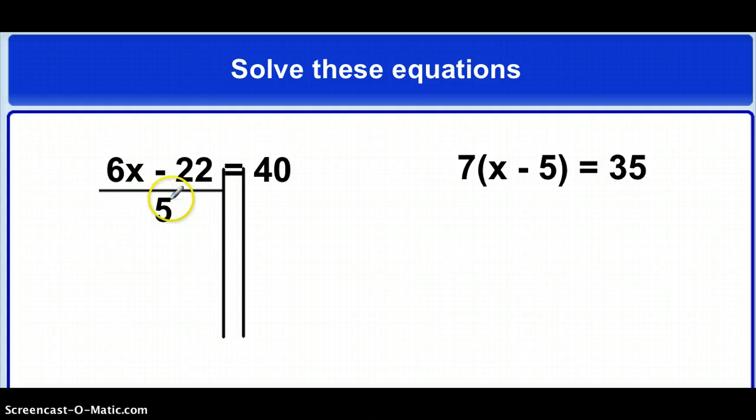So right now in this first one we have 6x minus 22, and that whole thing is divided by 5, and that's equal to 40. So since we're dividing by 5 on this side, if we multiply both sides by 5, that will still be equivalent. Same thing we learned before. If we add and subtract the same thing from both sides of an equation, it will stay equivalent. If we multiply or divide both sides of the equation by the same thing, that will make sure that it stays equal as well. So in this case, since we're dividing by 5, we want to multiply by 5 on both sides.